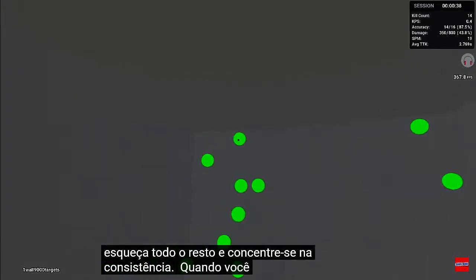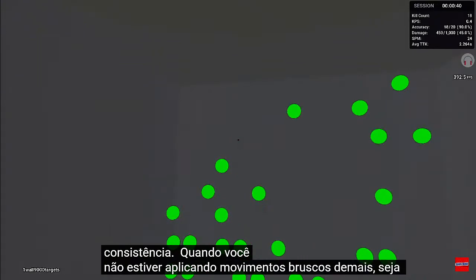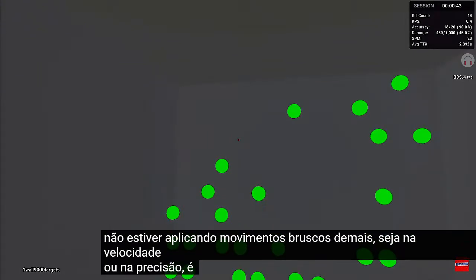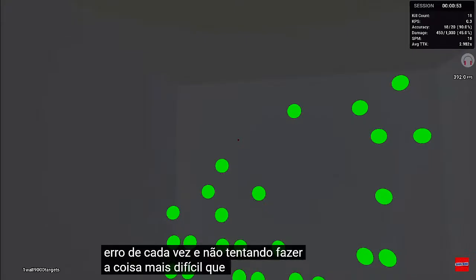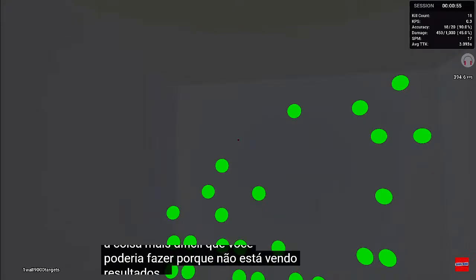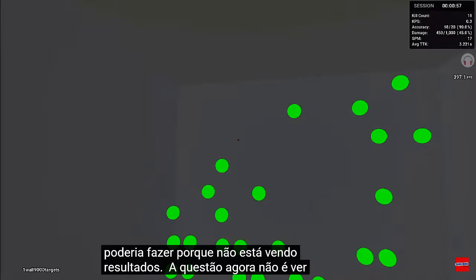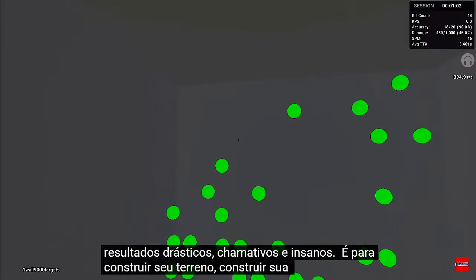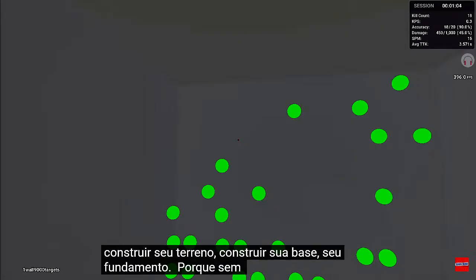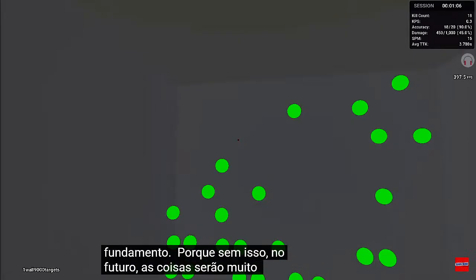Once you're consistently not over flicking, during speed and during accuracy, that's when you begin to look into the next step. But spend your time isolating one mistake at a time and not trying to jump into the hardest possible thing you could ever do because you're not seeing results. The point now isn't to see drastic, flashy, insane results. It's to build your ground, build your base, your foundation. Because without that, in the future, things will be a lot harder.